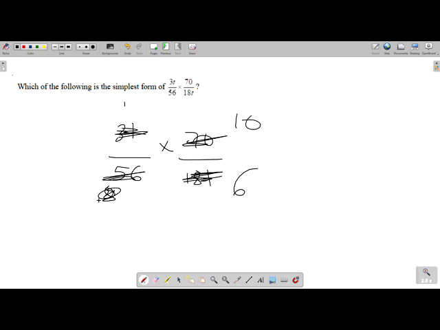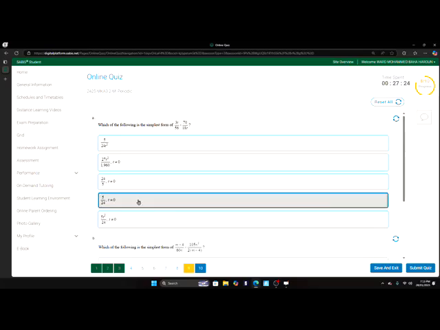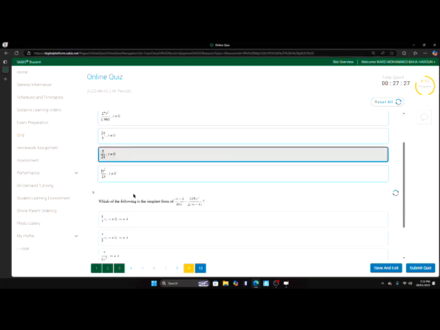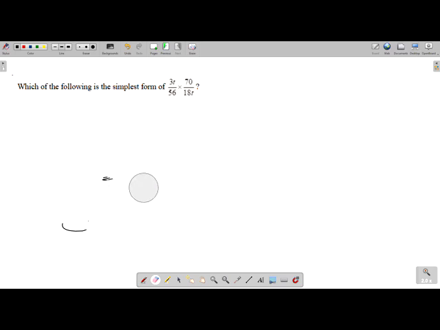And of course you can cancel more. By 2 it becomes 4, by 2 it becomes 5. So all you have left is 1 and 5, which is 5, and 4 and 6, which is 24. So it's 5 over 24. Okay, I'm sure the answer is there. 5 over 24, perfect. And it's not t squared because there's literally no t's left. We cancelled all of the t's.